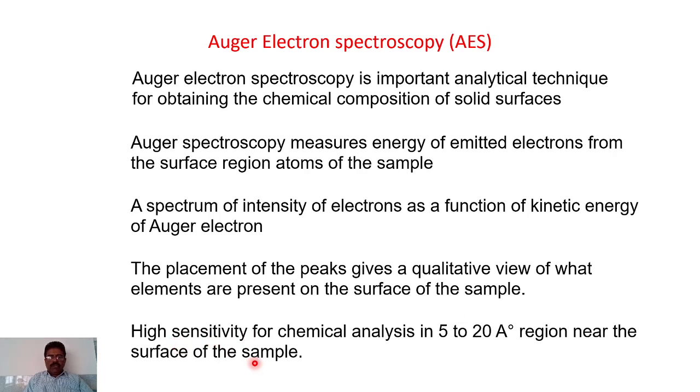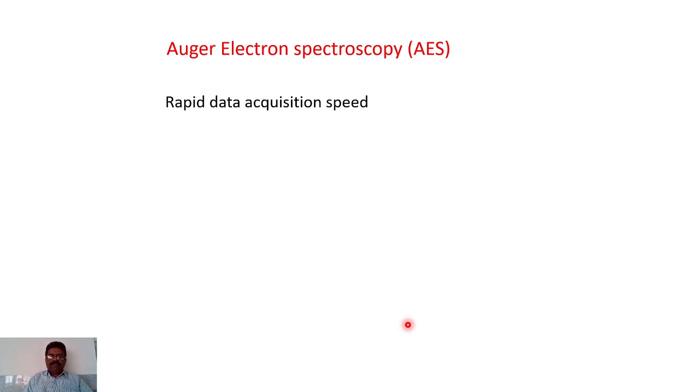And this particular technique has high sensitivity for chemical analysis, but it has a limitation. What limitation? The surface region which it can analyze is only up to 5 to 20 angstrom near the surface of the sample, because highly energetic electrons cannot go very deep inside the solid surface. Only in a region of 5 to 20 angstrom can you know about the chemical composition of that surface. So this is the limitation of this spectroscopic tool, Auger electron spectroscopy.